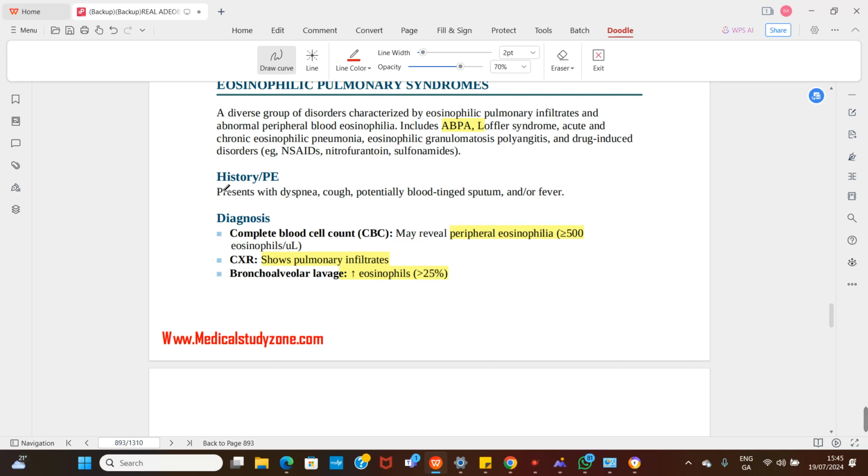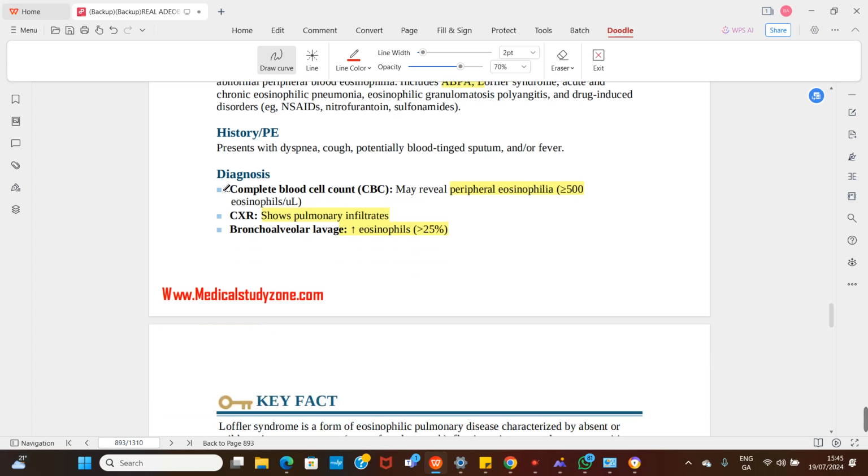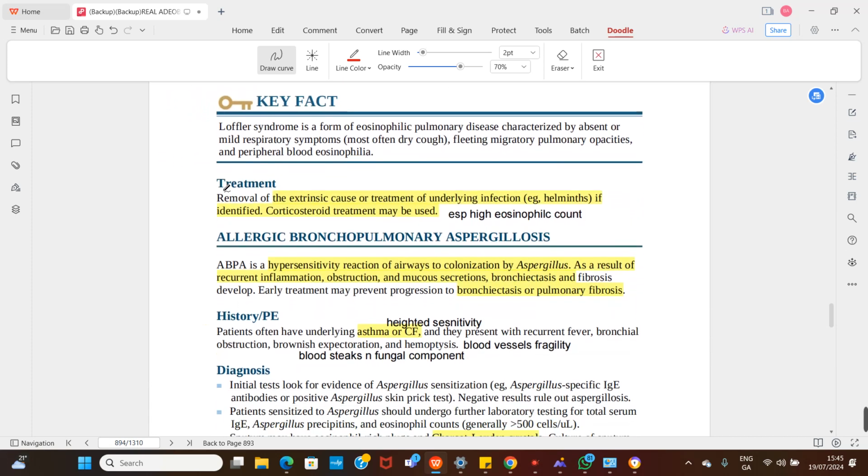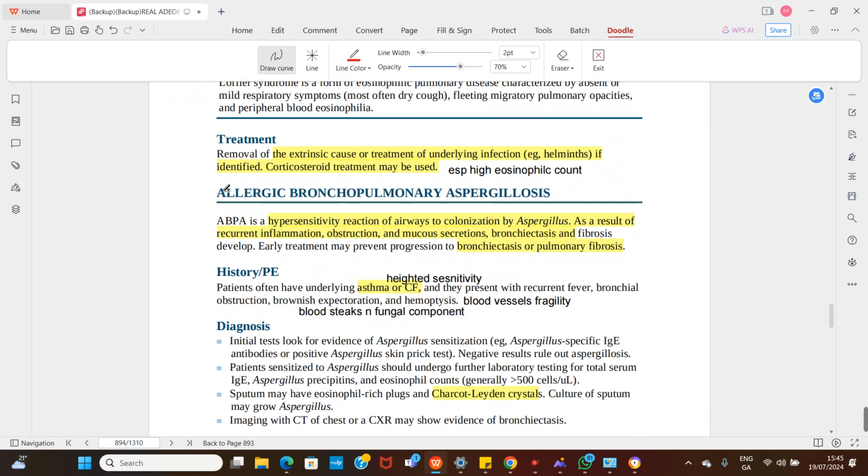Those are the eosinophils swimming around. If you do your bronchoalveolar lavage, you would notice that the count of the eosinophils is going to be more than 25%. So, identify the cause of the eosinophilia, either from infection or whatever can be causing it, treat it, and sometimes you might need to give steroids.